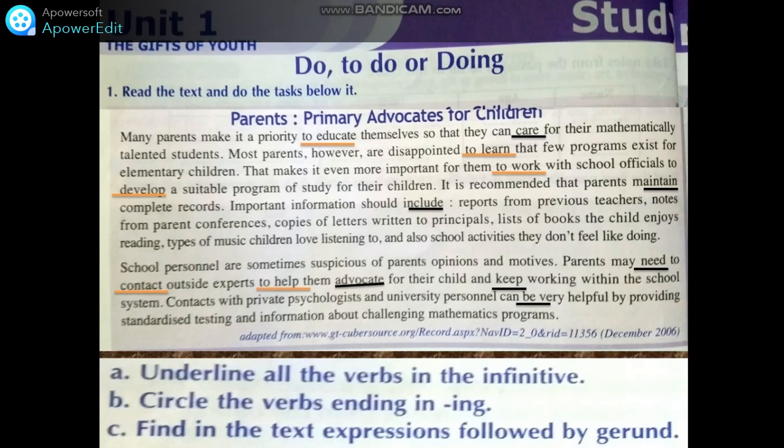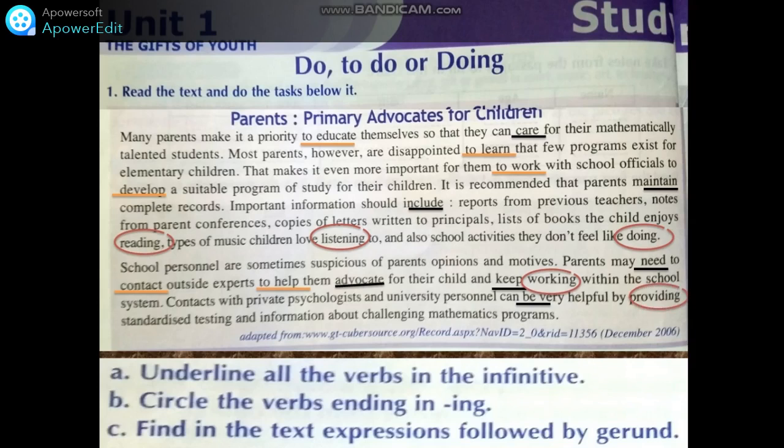Now next one, circle the verbs ending in ing. So where do you think? Where are the verbs here in the text ending with ing? Stop the video, please, and do the task. Okay, let's correct now. Reading, very good. Next one, listening. The children love listening, very good. Next one, excellent, doing. Don't feel like doing, very good. And the last one, now we have here keep working, very good. The last one is going to be providing, excellent job.